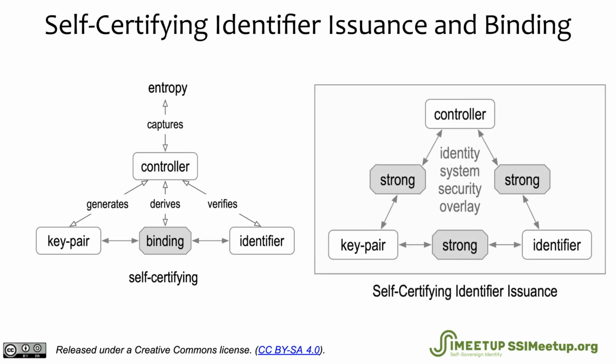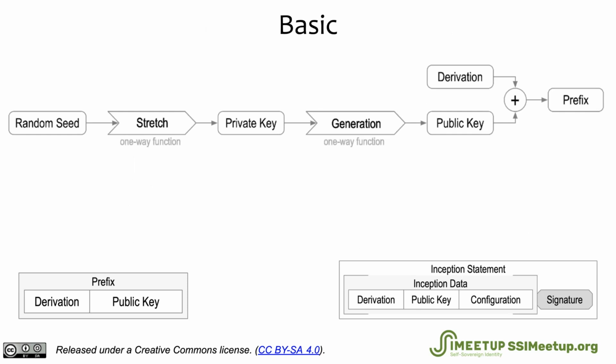So what that means is if we start with the self-certifying identifier, then we have strong bindings between the controller, key pair, and identifier. So it fixes the main weakness of any administrative issued identifier, which is the administrator asserting the binding between the key pair and the identifier, and between the controller and the identifier. Those are all cryptographically strong bindings. So let's look at a basic self-certifying identifier.